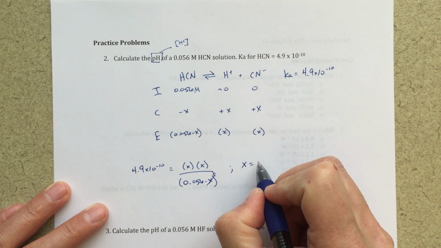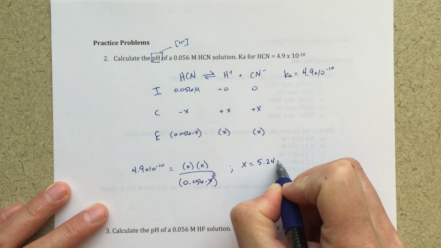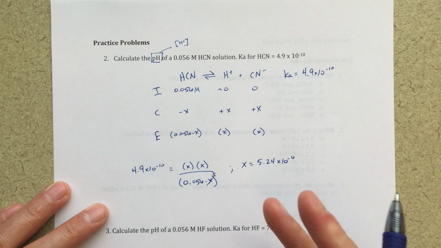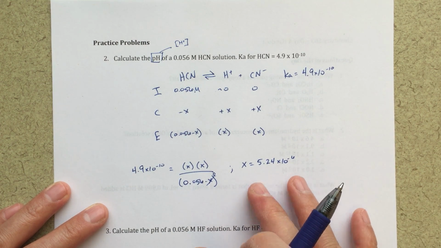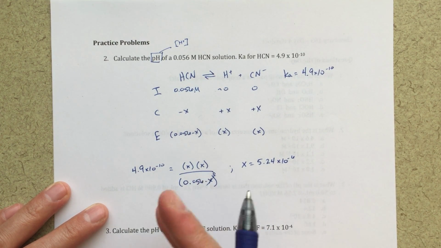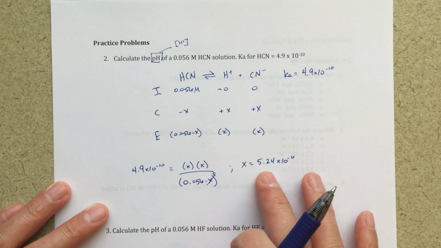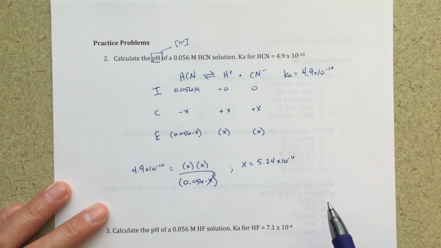X in this case is going to equal 5.24 times 10 to the minus 6th. If you solve this with the quadratic formula, you would find that you get essentially exactly the same answer. So if you're doubting me on that, go ahead and check, right? Just plug this in and see if you get any difference.